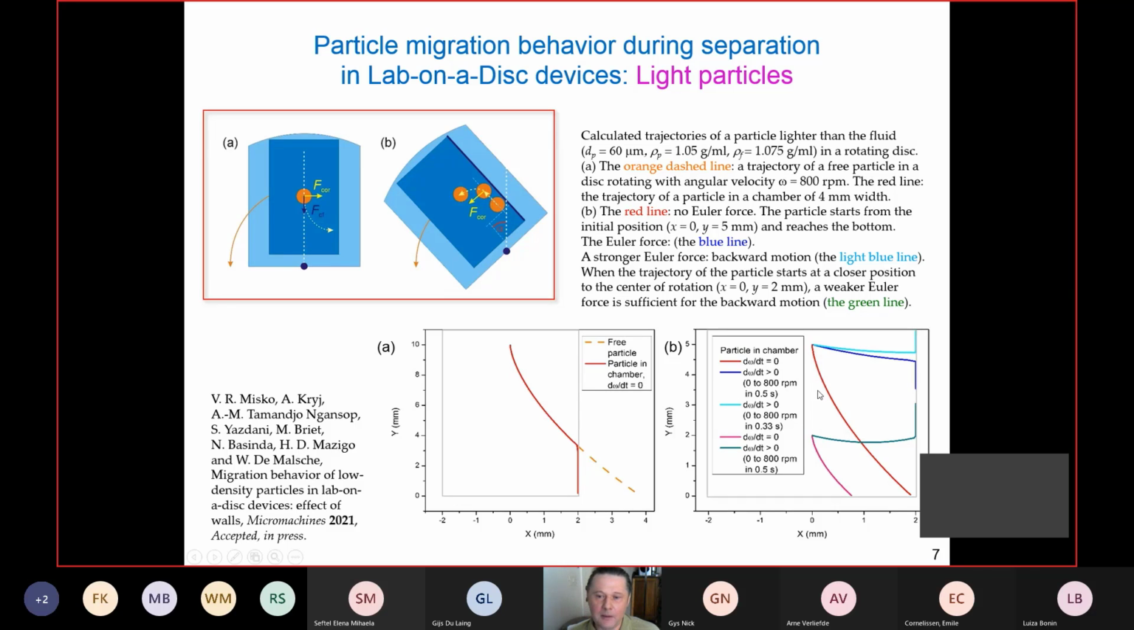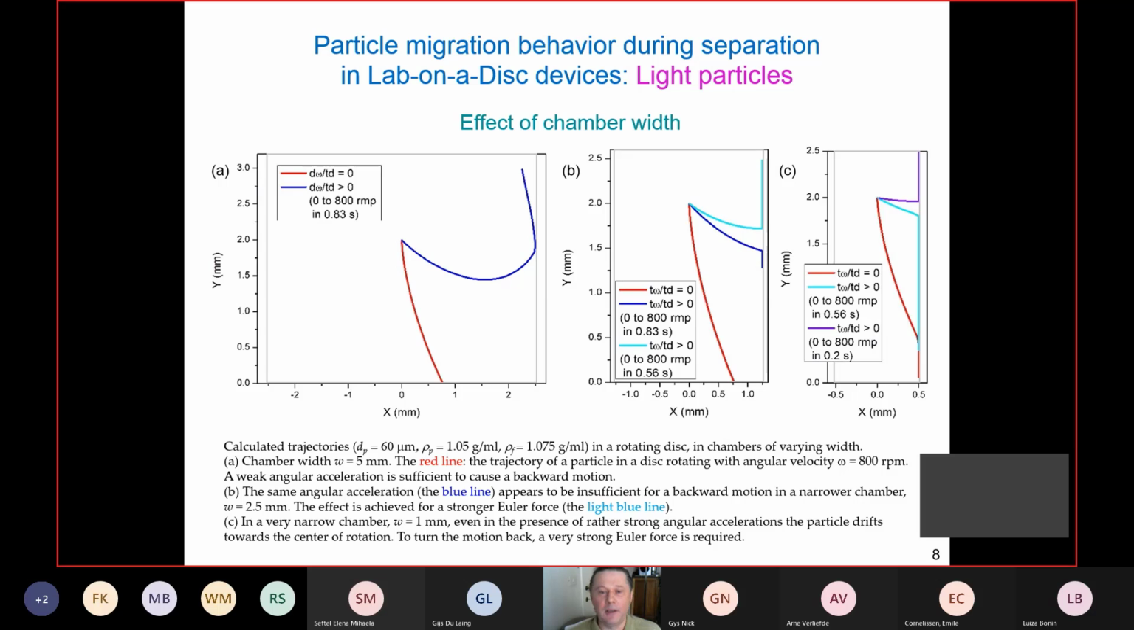This situation depends on where we are. If we are closer to the center, then we need smaller acceleration to turn the particle back. So it's an interesting result, and it explains the behavior which we just commented on. Another interesting point is the width of the channel. If we have a very wide channel, it's enough to have quite small acceleration to turn it back, and not only turn it back, but also detach it from the wall, as was predicted in those cartoons before. But when we decrease the width of the chamber, we see that some moderate acceleration doesn't help anymore. So the particle will still move in the same direction.